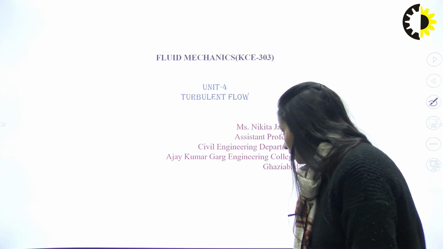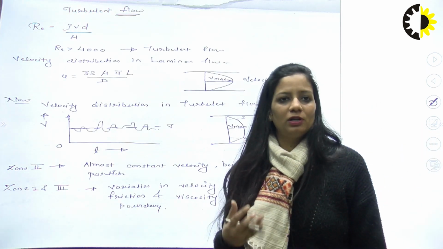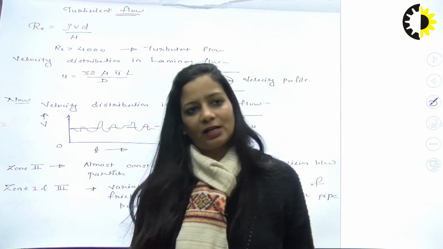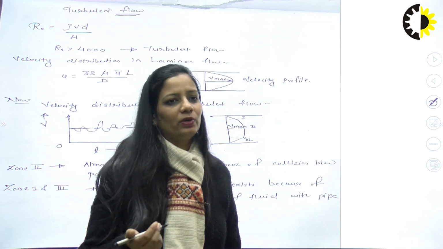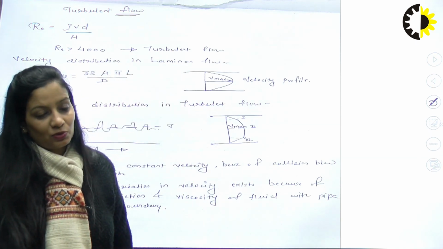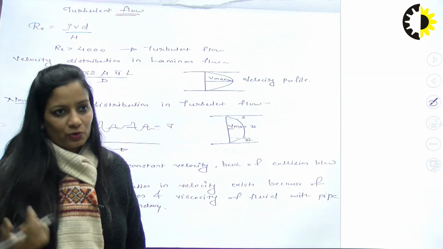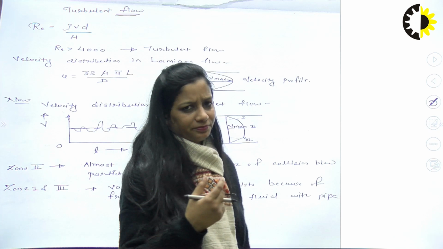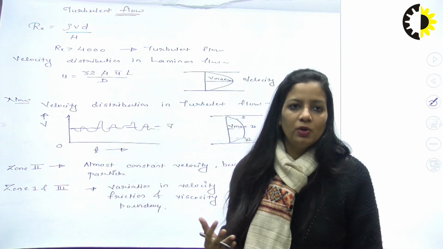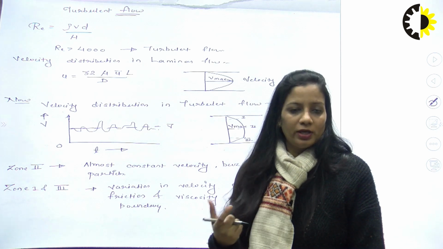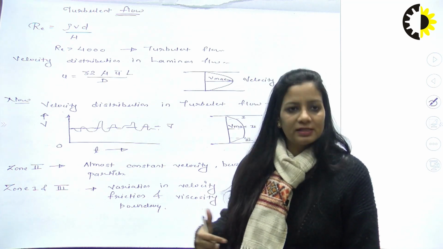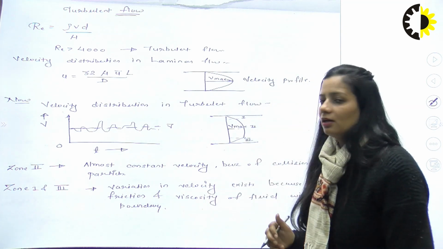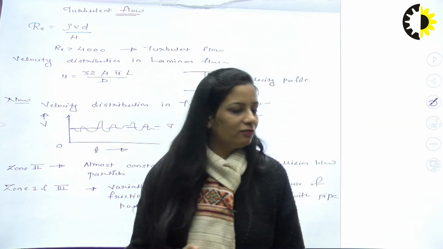Today I am going to discuss this topic, turbulent flow, in unit number 4 of your subject Fluid Mechanics KC 303. Now we need to discuss what turbulent flow actually is, what laminar flow is, and how it can transition from laminar to turbulent flow. Then we are going to do the analysis of how to find the velocity distribution and the shear stress distribution. We should know all these distributions, and obviously to know them, we need to understand the basics first.